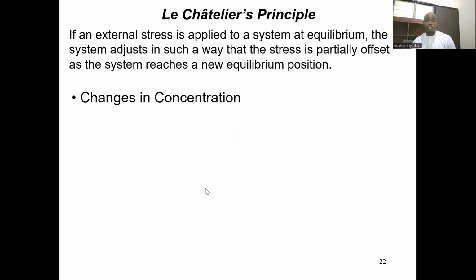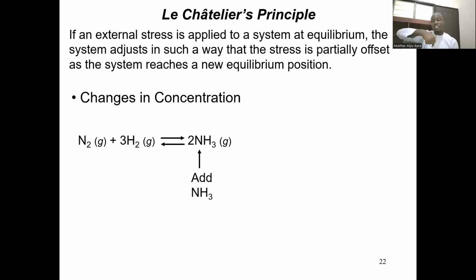For example, maybe you have a system that is already in equilibrium and you now change the concentration. Assuming this is a reaction where nitrogen reacts with hydrogen to produce ammonia, and you add ammonia here. It means that you distort the equilibrium system. When you add ammonia, the concentration of ammonia, which is the product, is higher than the concentration of the reactant.